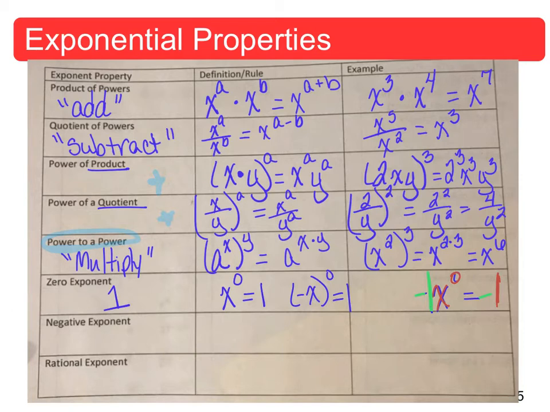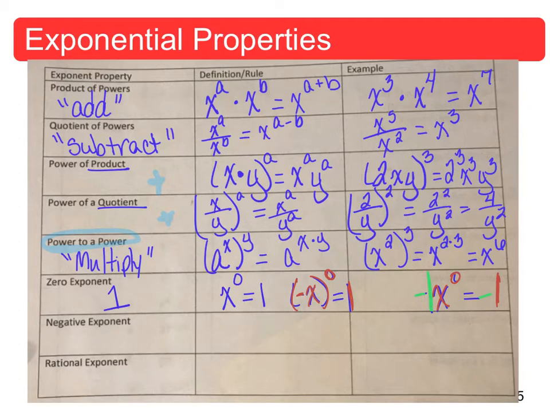If you look back to our negative x inside the parentheses, all of that is being raised to the 0 power, the negative and the x. And that's where you get your positive 1 from, right there. So that's a little tricky. So just be sure you understand the difference between these two.